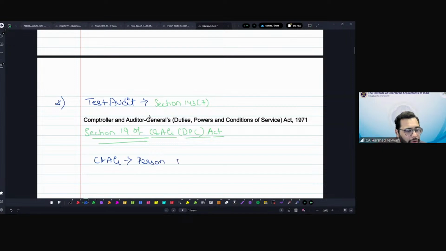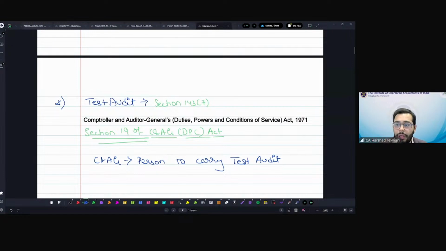So here C&AG can appoint a person to carry out the test audit in the manner the C&AG requires. Clear? I hope you understand the difference between the test audit and the supplementary audit. Yes or no?